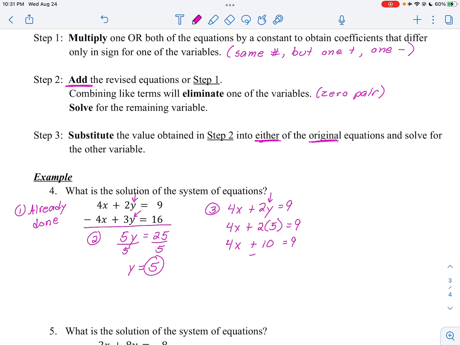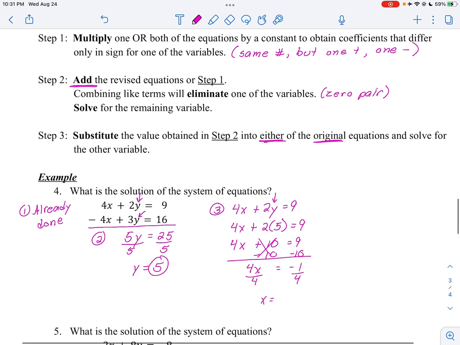And now I'm ready to start solving. So I'm going to first subtract the 10, because we know the 4 in front of the x is the last thing we get rid of. So those 10s are gone. So I have 4x equals -1. And then divide both sides by 4.